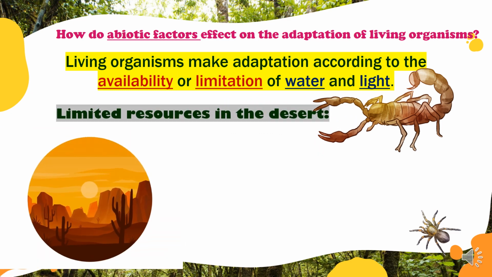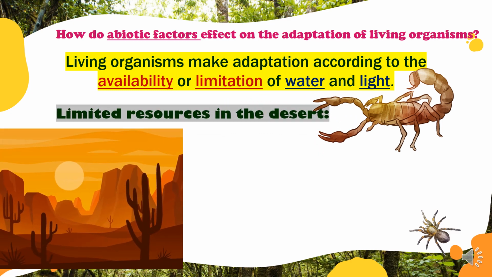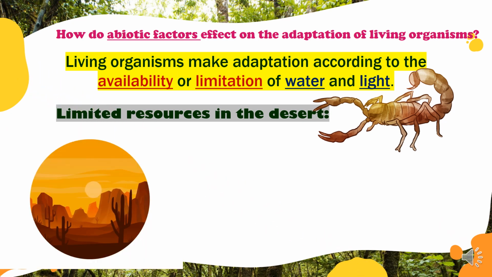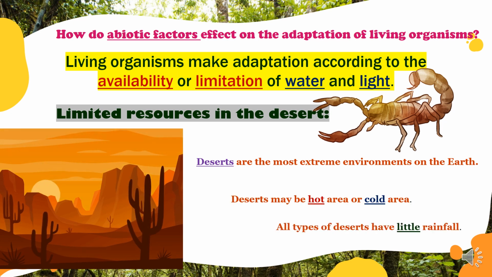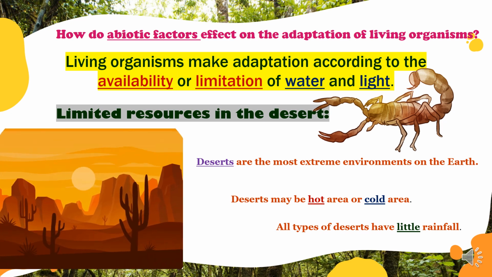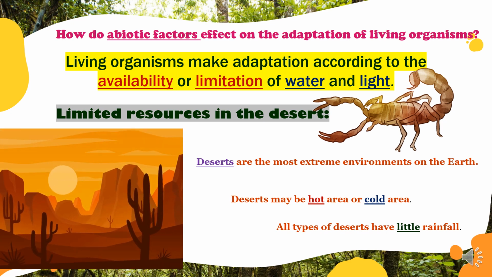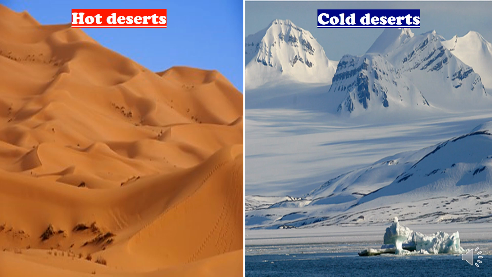Let's take an example of limited resources, like the desert. Deserts are the most extreme environments on the earth. Deserts may be hot or cold. All types of desert have little water. As we said, we have two types of deserts: hot deserts and cold deserts.